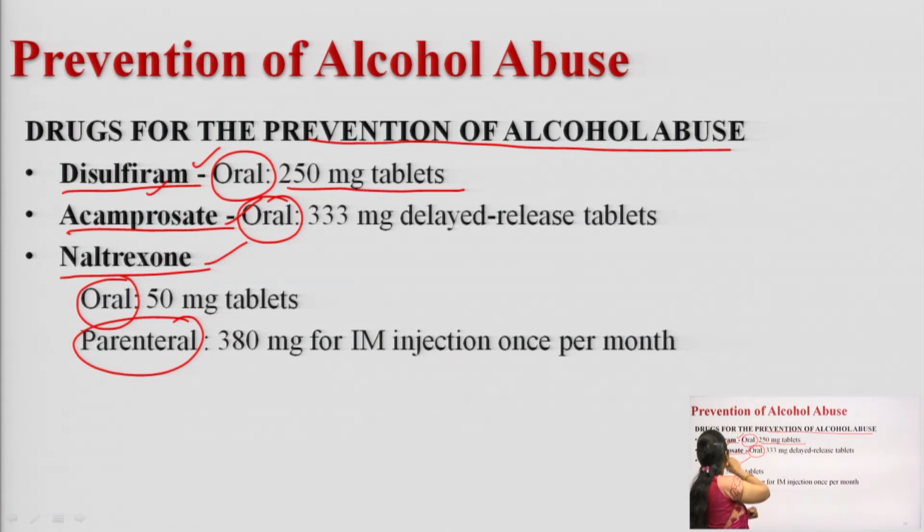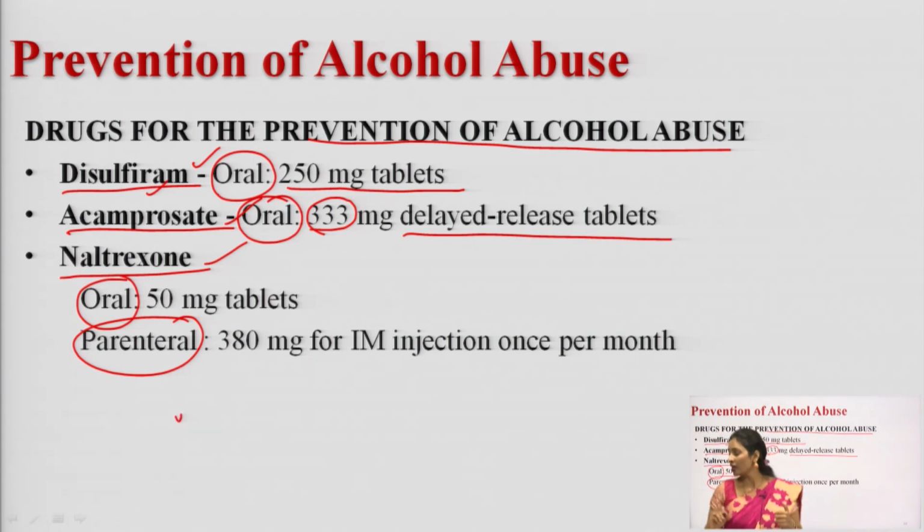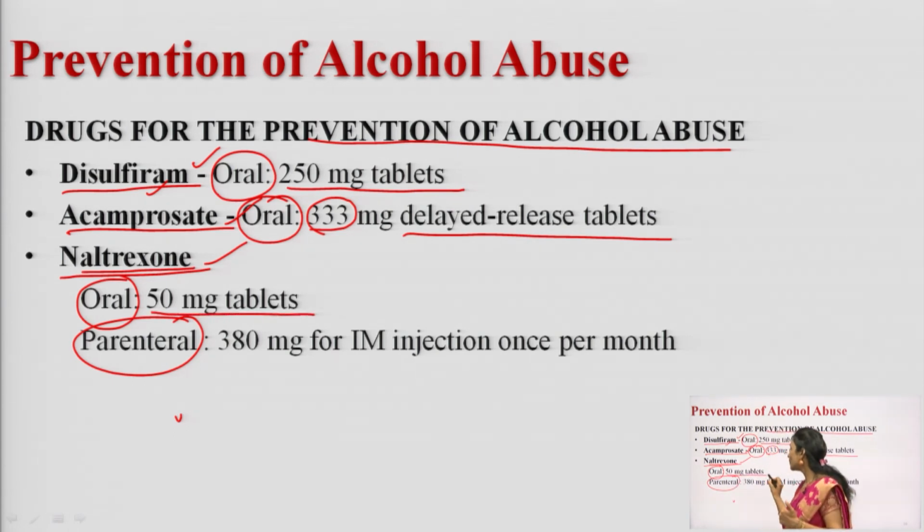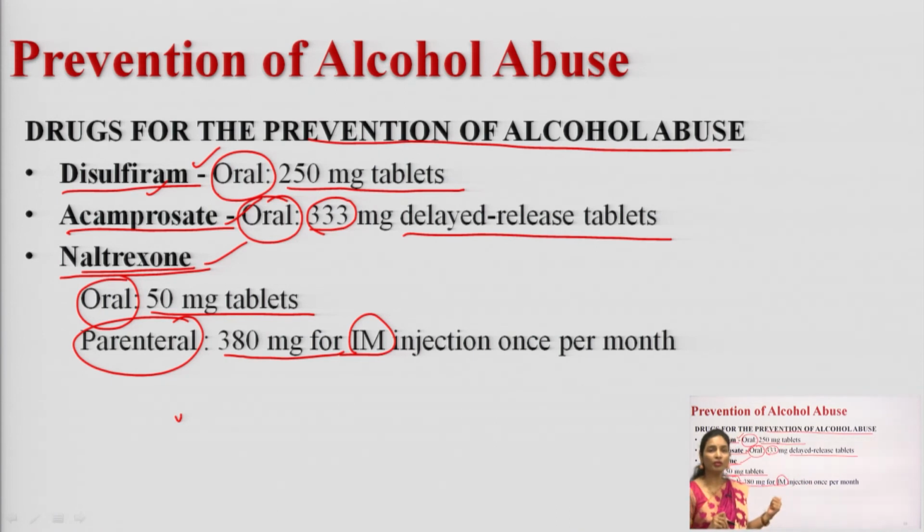And what about acamprosate? You can give 133 mg as a delayed release tablet. And after that, naltrexone: you can give a 50 mg tablet. And what about parenteral? You can give 380 mg as an intramuscular injection. So, in parenteral, which route is the drug given? Intramuscular route.